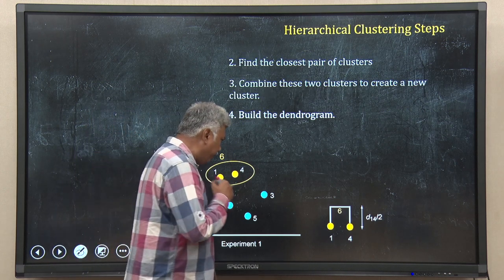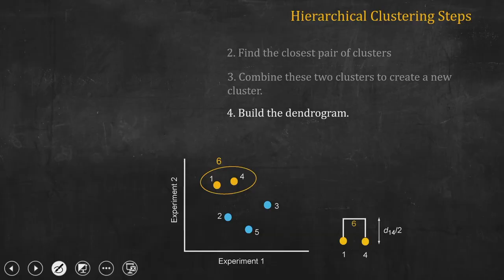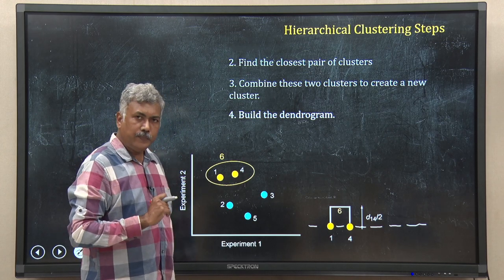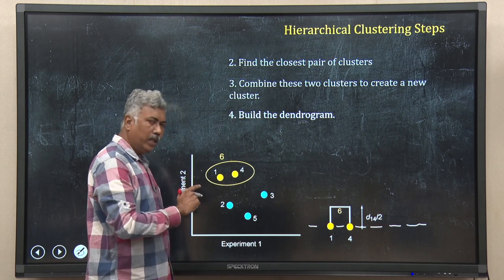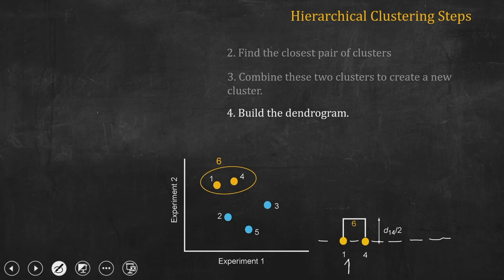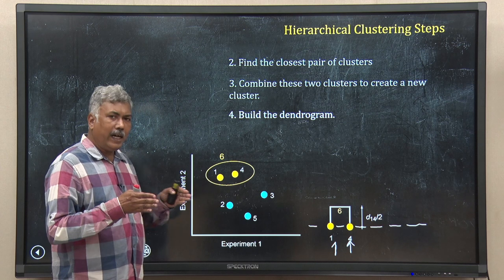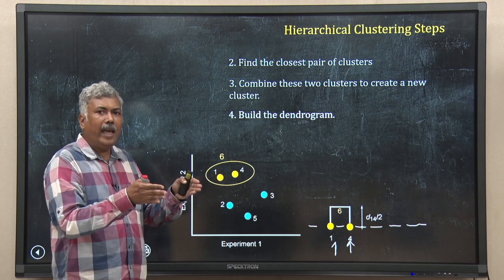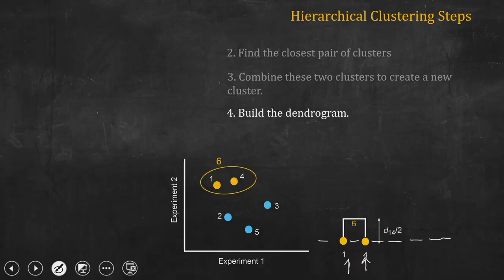So, to explain the dendrogram, it is better if I draw a horizontal line. Remember, in this horizontal line, we will always put the original data points. For example, in this case, my original data points are 1 and 4. So, these yellow dots representing 1 and 4 are on the horizontal line. And then, I connect them by two arms to represent that they have got fused to create 6.